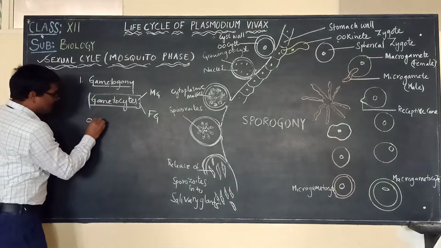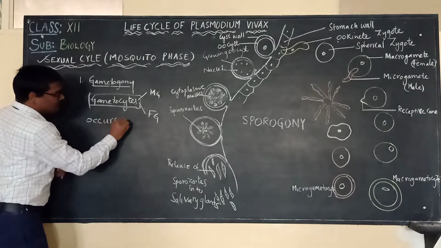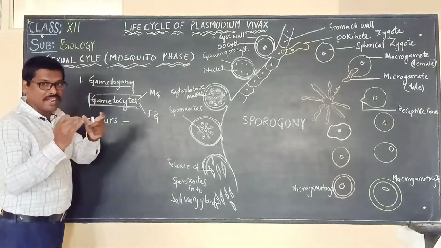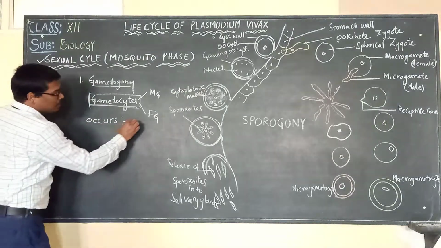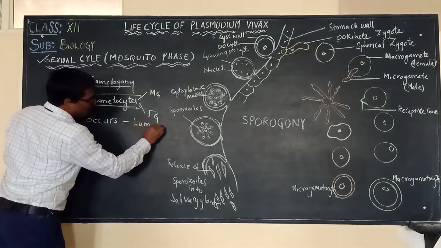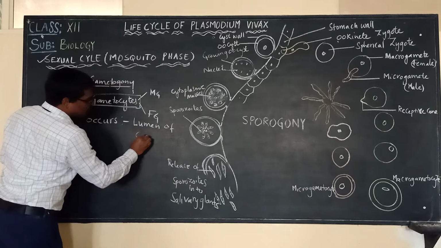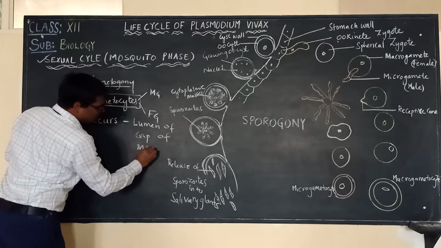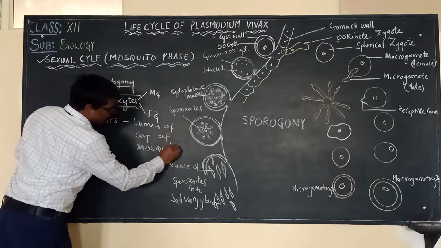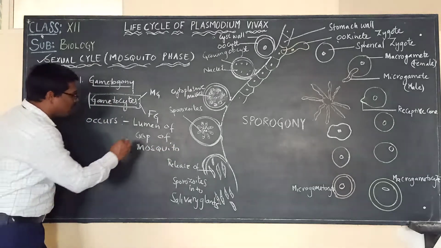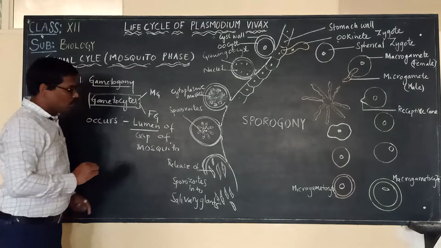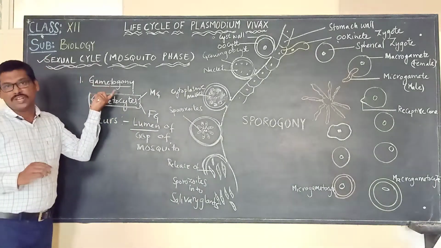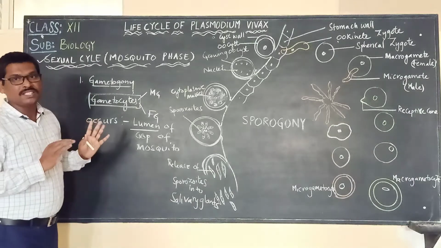Where does this process of gametogony, the formation of the male and female gametes, take place? In the lumen of the crop of the mosquito. So you have to remember, in the lumen of the crop of the mosquito, gametogony is taking place.